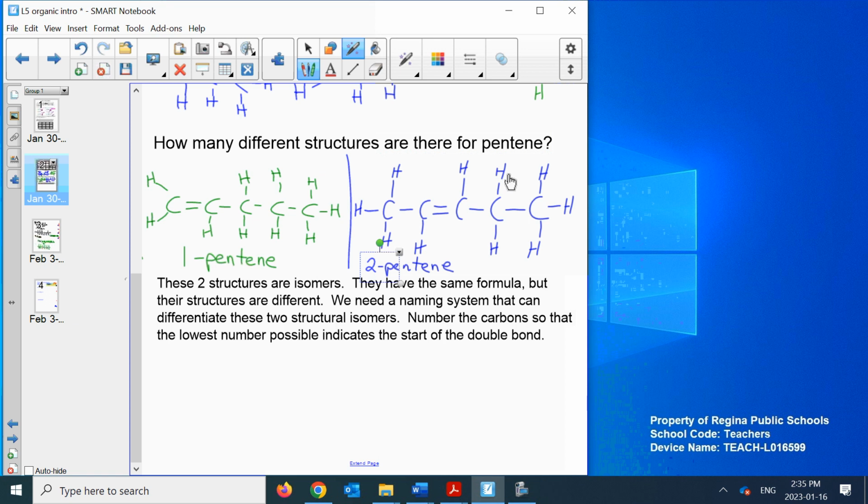Always have the number first. Okay, I got you. Don't say pentene dash 2. No, 2 dash pentene. Spot and then the name. Okay.